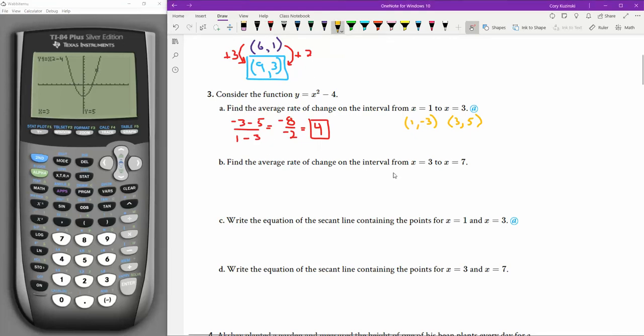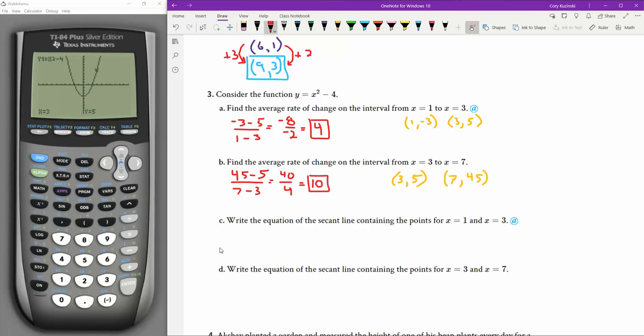Let's do it again. All right. So we already know 3 gives us 5. We did that right here. What if we put 7 in? Okay, 7 squared is 49, and 49 minus 4 is 45. That's not going to show up on our graph as well. But then we just do the same thing again. I'm going to do 45 minus 5. That's my change in y. And then I'll do 7 minus 3. That's the change in x. That gives me 40 over 4, which equals 10. So my average rate of change over that interval is 10.